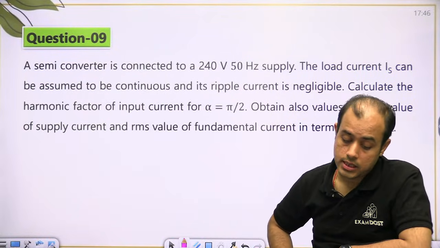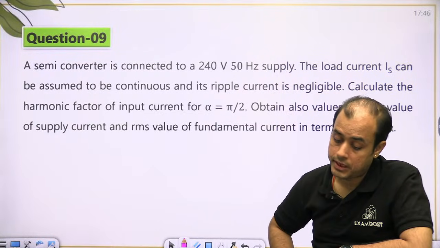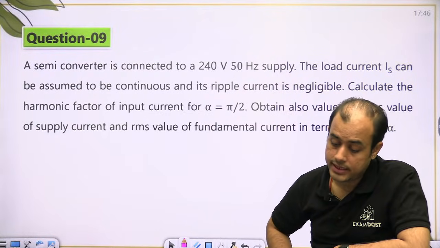Semi-converter is connected to supply. IS is continuous and ripple free. Harmonic factor basically is THD.